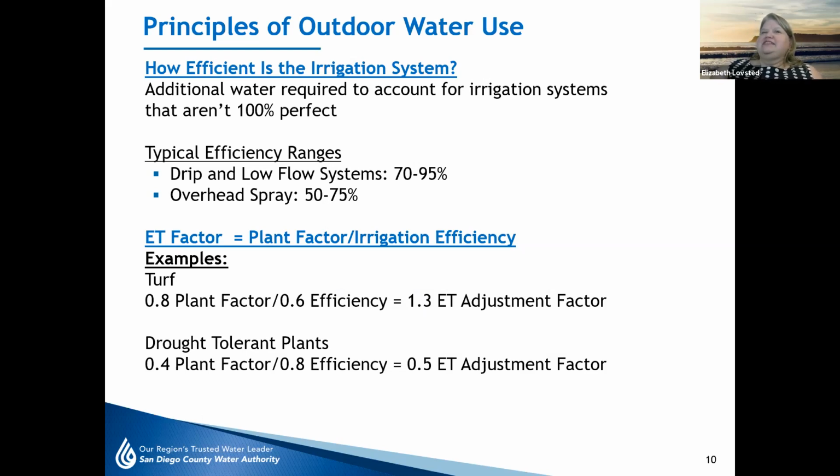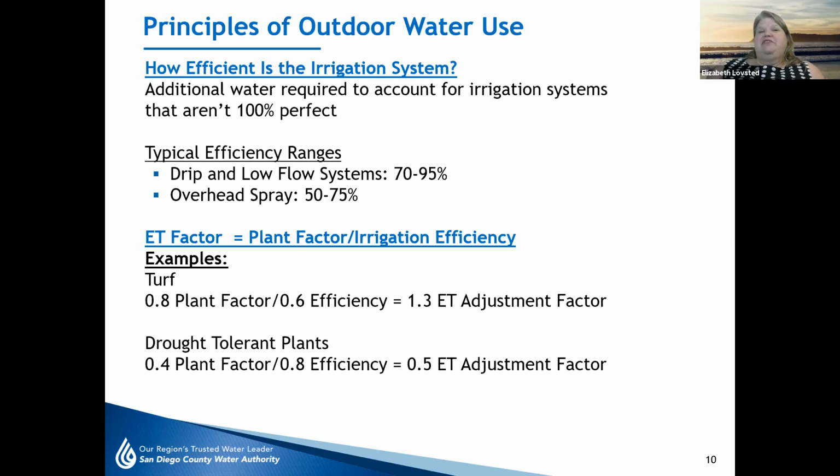And so overhead spray has an efficiency of between 50 and 75%. So DWR's proposal, the way they're calculating their number, is they're assuming that irrigation efficiency is about 80%. So that's a pretty high number that they're using. They're really leaning more towards that drip and low flow and less of that overhead spray. And again, that may not be what exists in most houses. Most houses were built before 1993, and they may not have drip and low flow systems there.